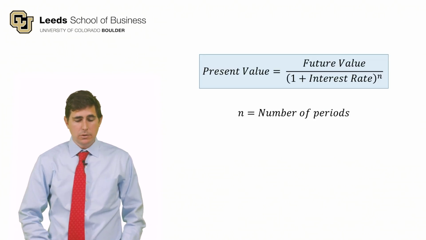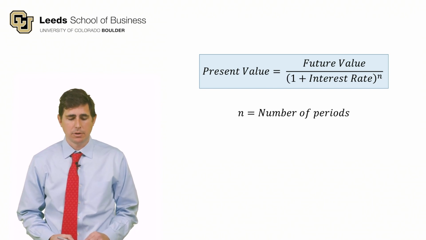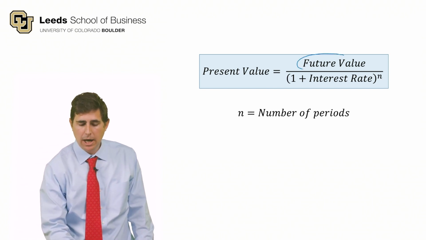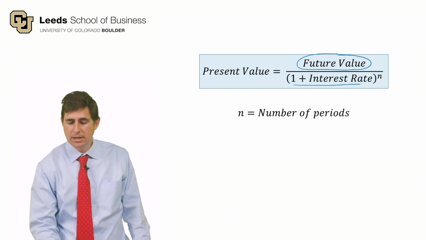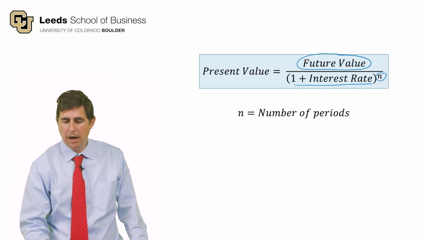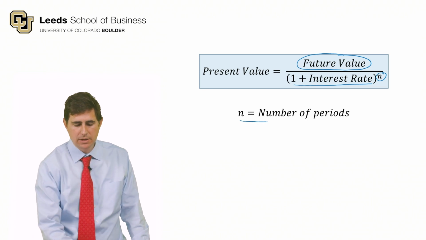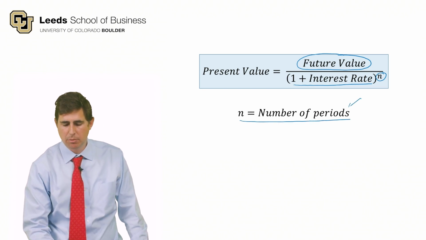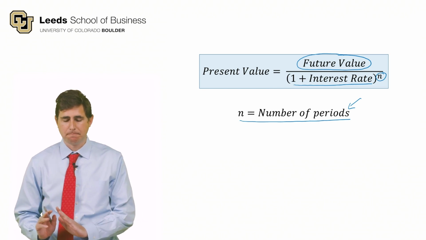So in conclusion, we use this present value formula to compute the present value of future cash flows. You take the future cash flow amount in the numerator, you divide it by 1 plus the interest rate that you're using to discount that cash flow, and you raise it to the power of n. You raise the denominator to the power of n, where n is the number of periods, and typically that'll be the number of years that the cash flow is away.